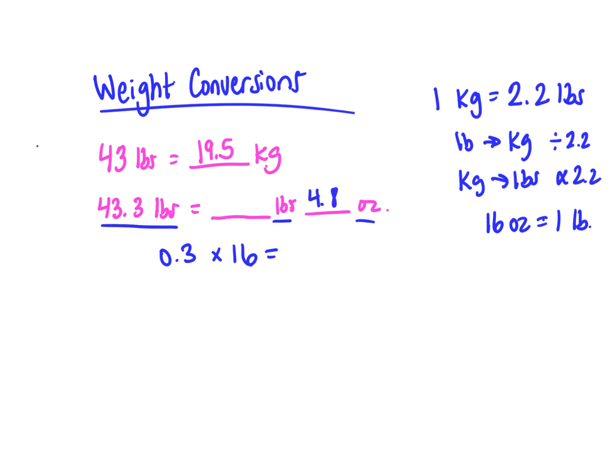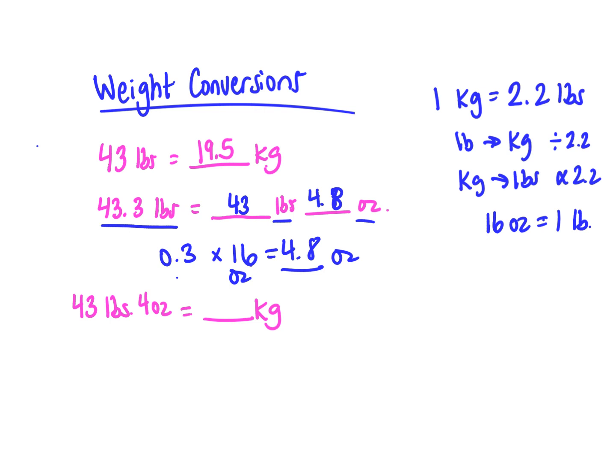4.8 ounces. Okay, so 43 pounds and 4.8 ounces. That's your ounces here, because this is an ounce and this is 0.3 pounds.